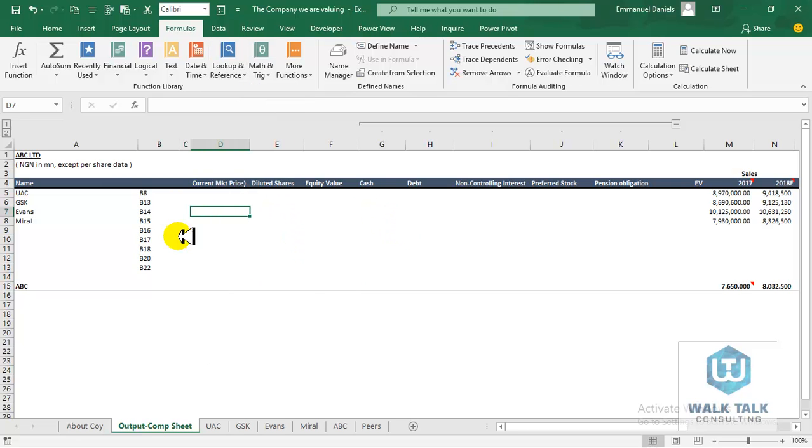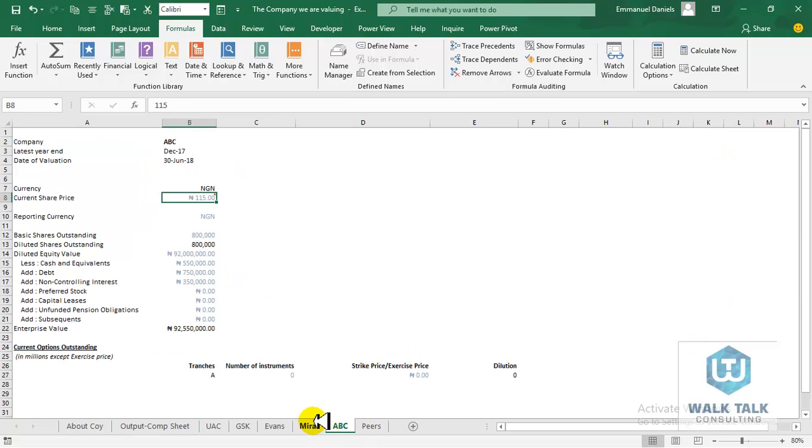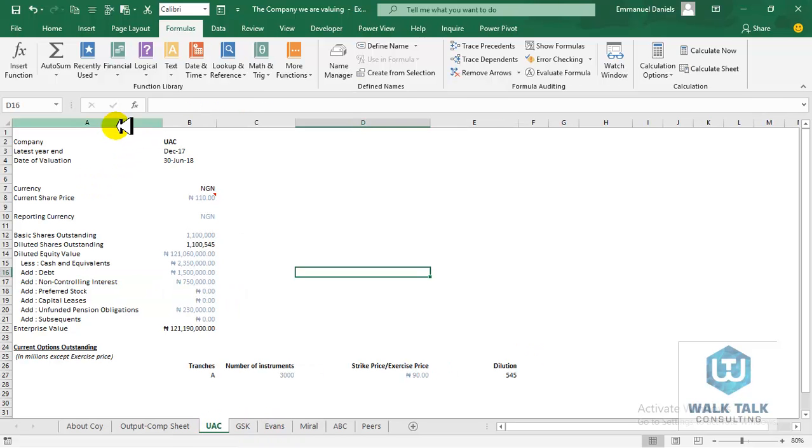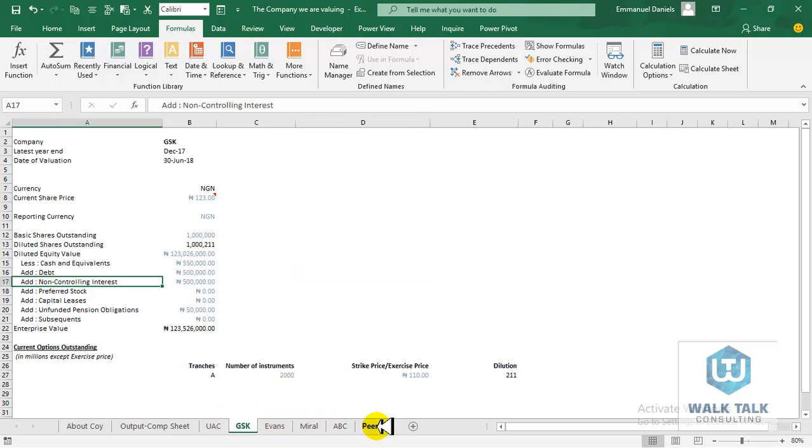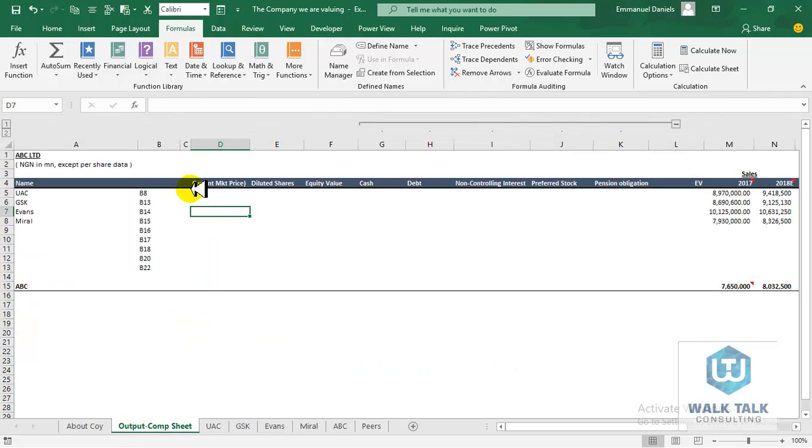So now take a look at this workbook. Let's assume you're doing a valuation of different companies using market multiples, and you could also have a different workbook with different information from this one. But if you look at the worksheets, you can see that you have information for different companies and they are in the same structure across the sheets. However, we want to get a summary of all the information from the other sheets. I want to get information about the market price, diluted shares, equity value, debt, non-controlling interest, preferred stock, enterprise value.